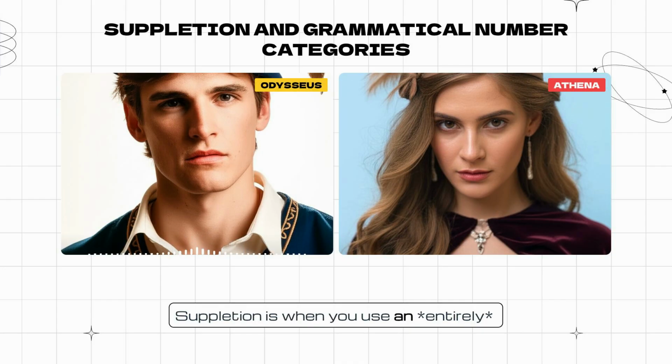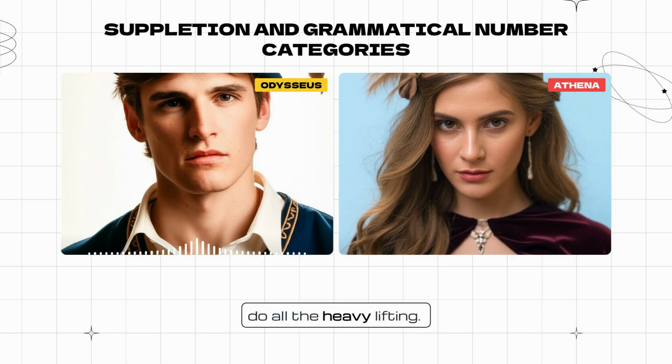Suppletion is when you use an entirely different word for the singular and plural forms. Like totally different. Think of Russian, for example. Человек is person, but люди is people. Zero resemblance, really. It's like our go, went in English, but for nouns. It's a whole different lexical item. And this isn't even touching on languages that don't obligatorily mark plurals at all, like Chinese or Japanese, where context or other words like numerals do all the heavy lifting.